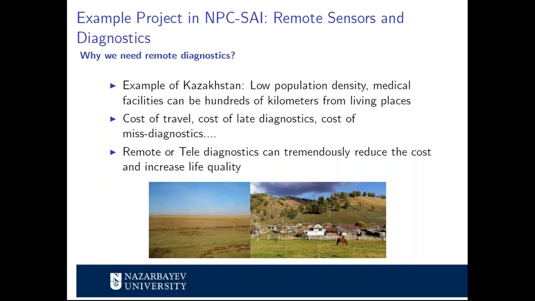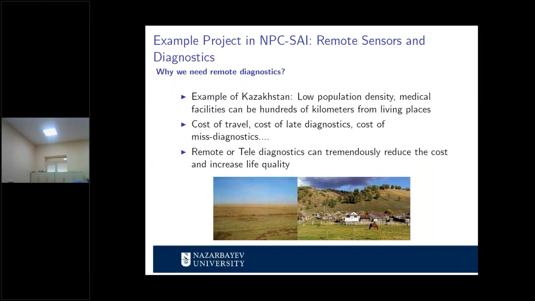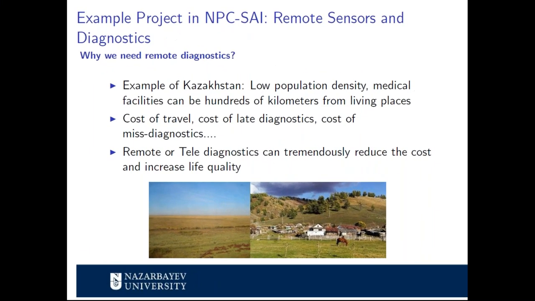Now, another project from this same part is from the area of remote sensors and diagnostics. And again, this is very timely with this current stay at home, with this current situation of the coronavirus. Why do we need such remote diagnostics, or how is this related to human-computer interface?